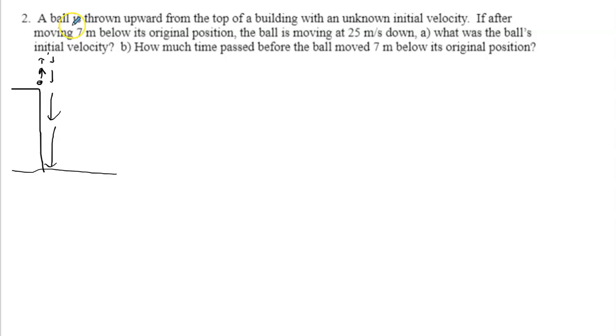So if after moving 7 meters below its original position, the ball is moving downward at 25 meters per second, A, what's the ball's initial velocity, B, how much time has passed before the ball moved 7 meters below its original position. So we're looking for how long it takes to get going to that speed after we've thrown it for part B. So again, after we've drawn our picture, we need to figure out our ideas in the problem, so I'm setting up my table to organize them.